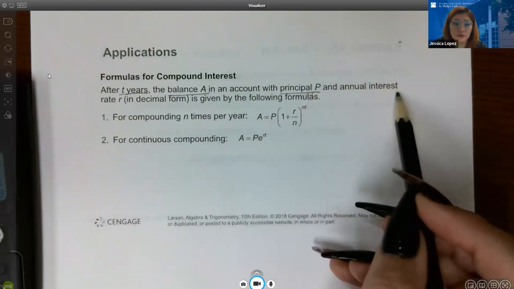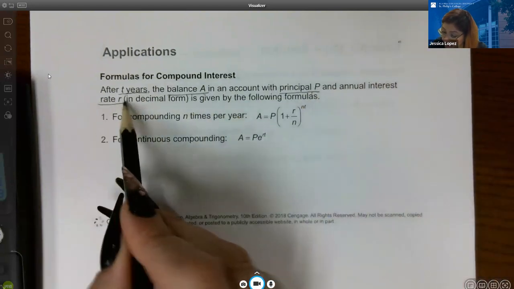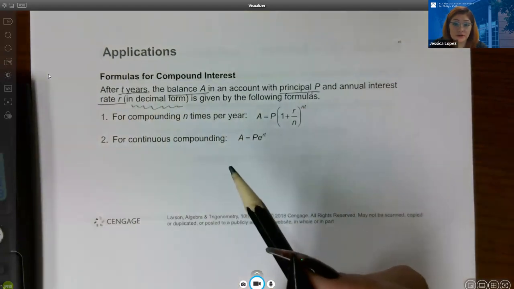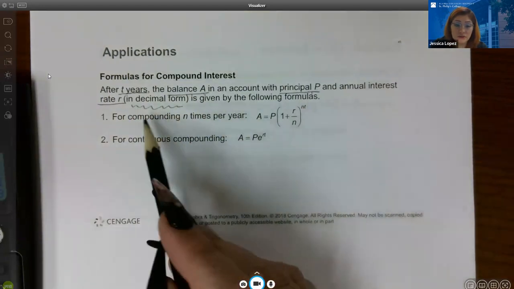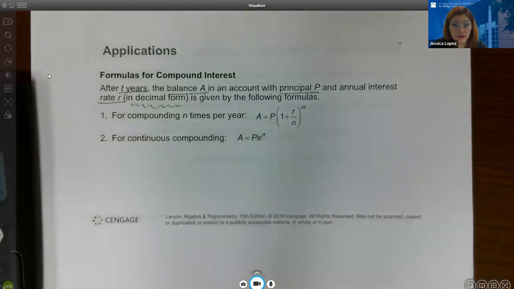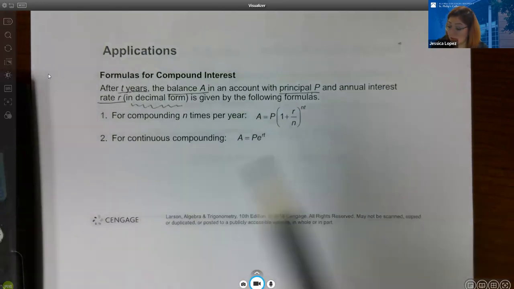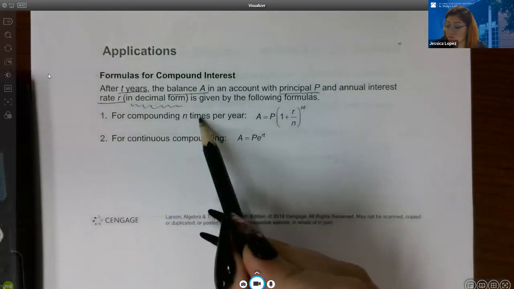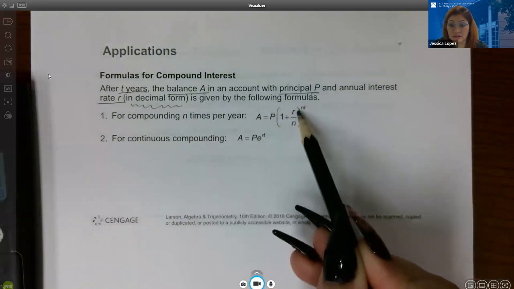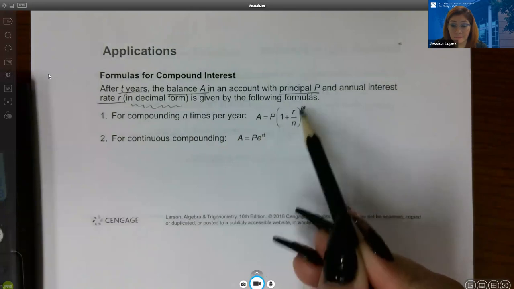And then you have an annual interest rate of r, and it must be in decimal form when you're plugging these numbers in. If you're compounding your interest, that means collecting the interest, calculating how much interest is on there and then adding it to your balance. That process is called compounding. And if it's compounded a certain number of times per year, then you use this formula. And notice that n appears twice in that formula.